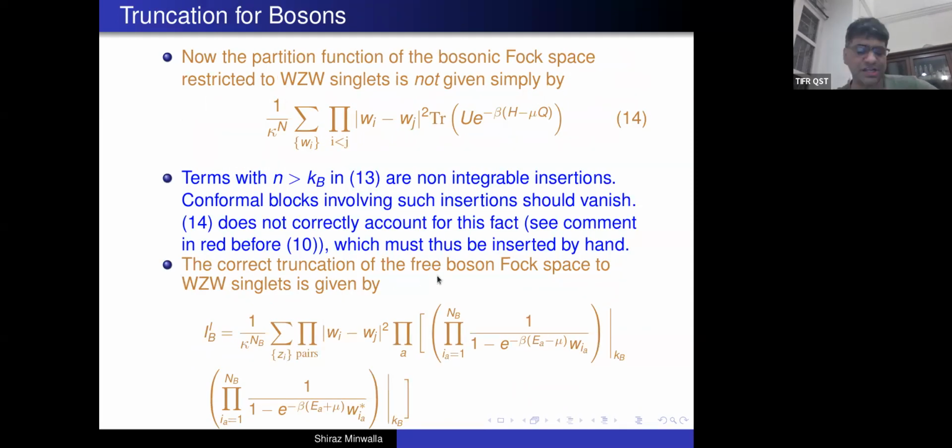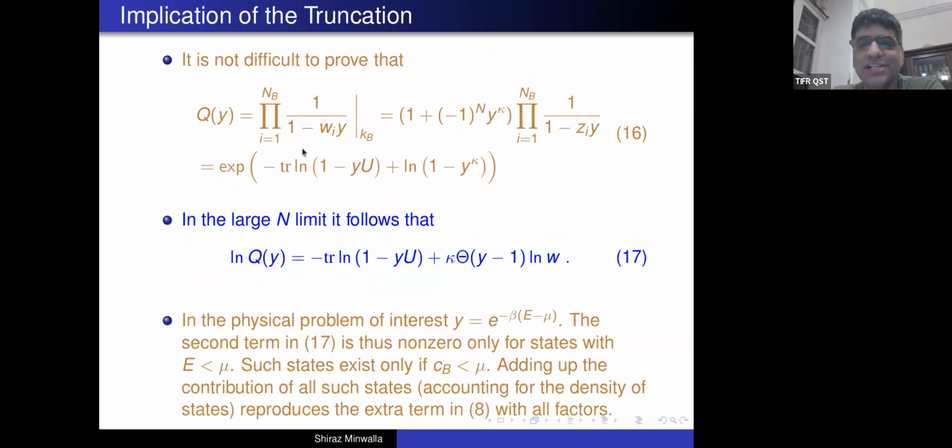Okay, so the correct truncation of the free boson Fock space to Wess-Zumino-Witten singlets is given by this quantity, with this truncation of all these denominators up to order k put in by hand. Now, you can use some simple algebra to show that the truncation to order k is the same as taking this untruncated quantity and multiplying by this compensating factor here. And when we take the log of this, so that we put it in the exponent, we get the untruncated quantity plus this extra funny term. This should have had a (-1)^n, sorry.